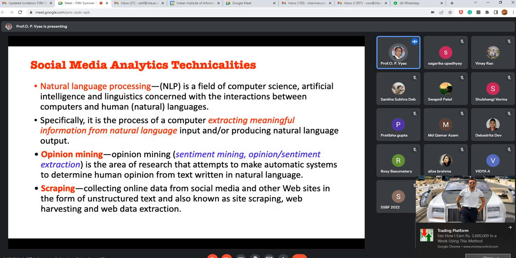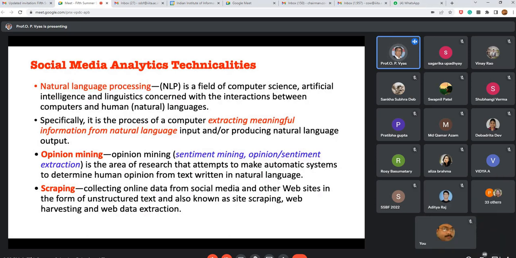NLP is a very, very exciting field. IIIT had earlier a very strong NLP research group with Professor Sumi Sanyal. Unfortunately, he left us for another university. He and Dr. Sanyal were the prime movers of NLP in IIIT. They have produced very, very interesting applications. So this is one area which anybody in analytics has to know.